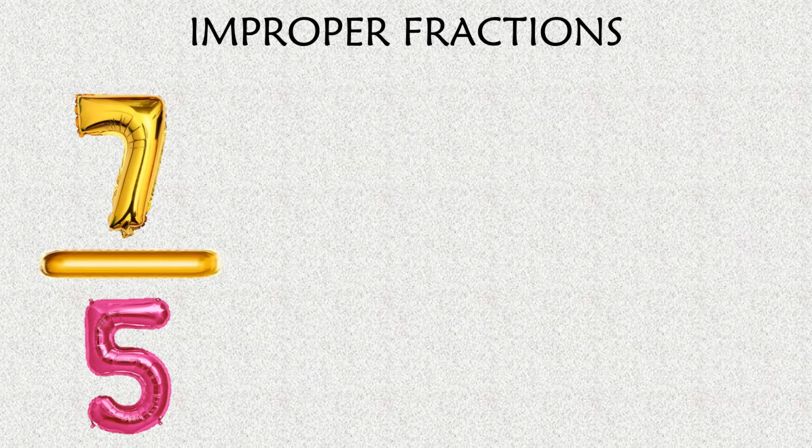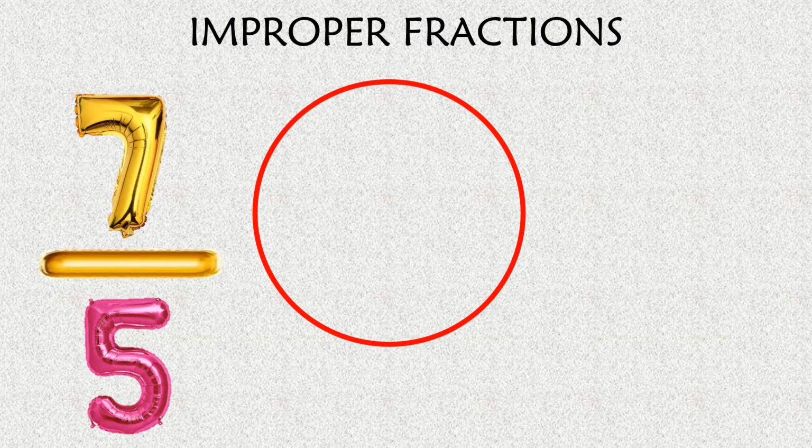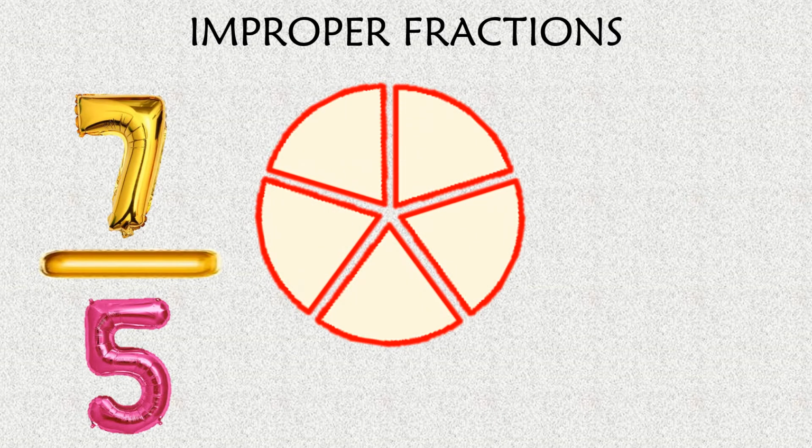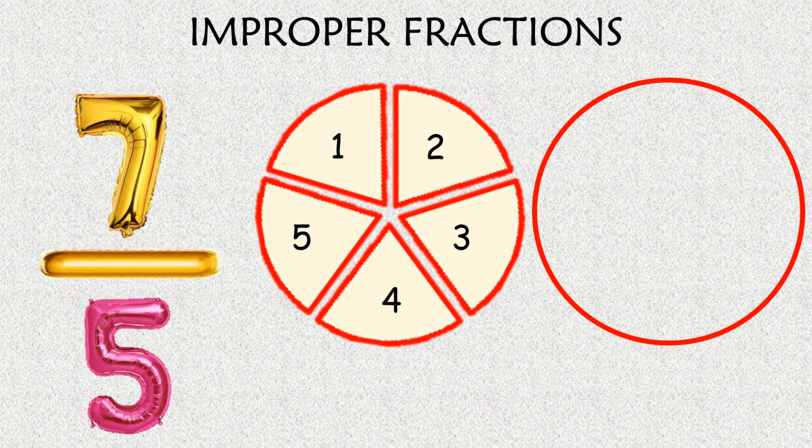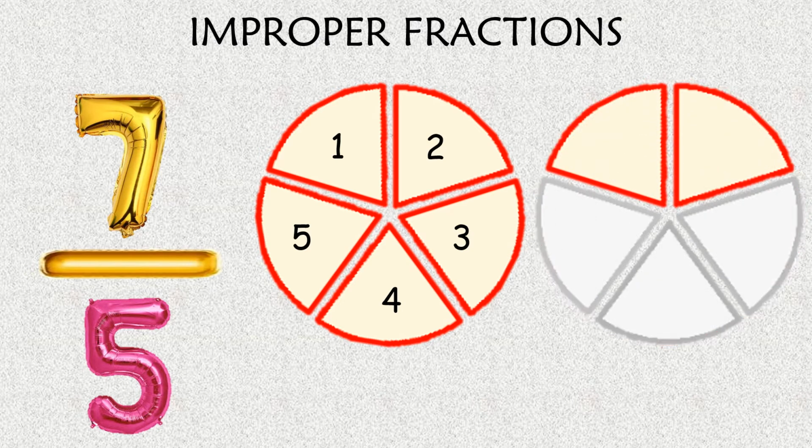How? Let's see. 7 upon 5. Draw 7 times 1/5. I am going to draw one whole circle. Since we have 5 in our denominator, we are going to divide this circle in 5 equal parts. So let's count how many 1/5 parts we have. We have 1, 2, 3, 4, 5. But we want 7 1/5 parts. So draw another circle of 5 partitions. So this is 6th part and this is 7th part. This 5 upon 5 is one whole circle.